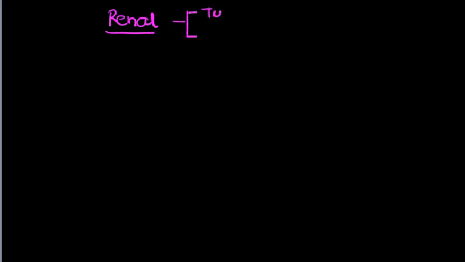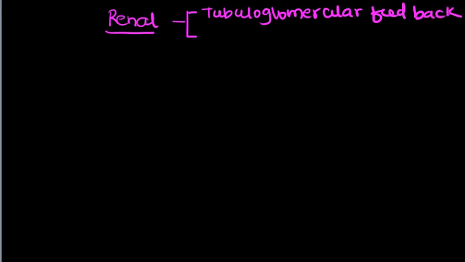One we have is the tubuloglomerular feedback loop. And the second part is something which most of the students are very well versed with, the RAS, which is your renin angiotensin aldosterone system.